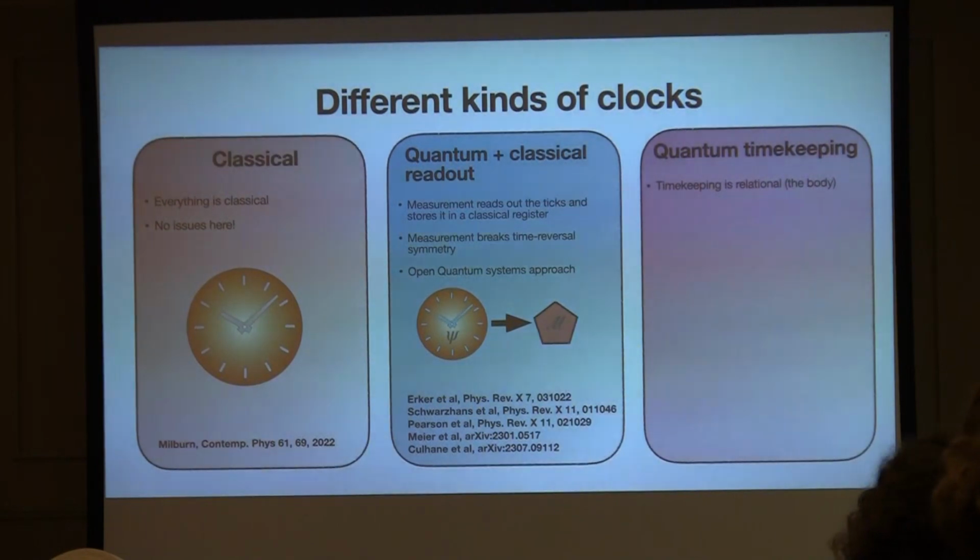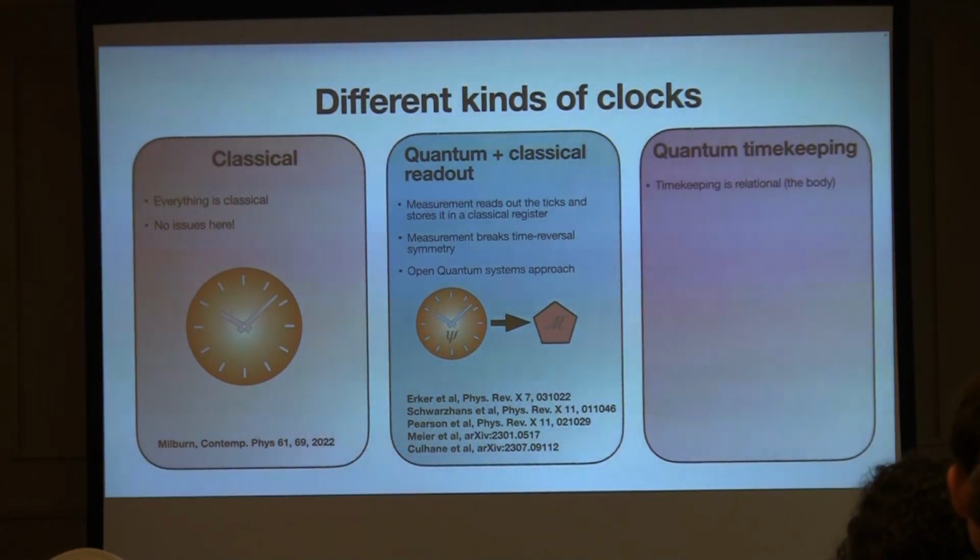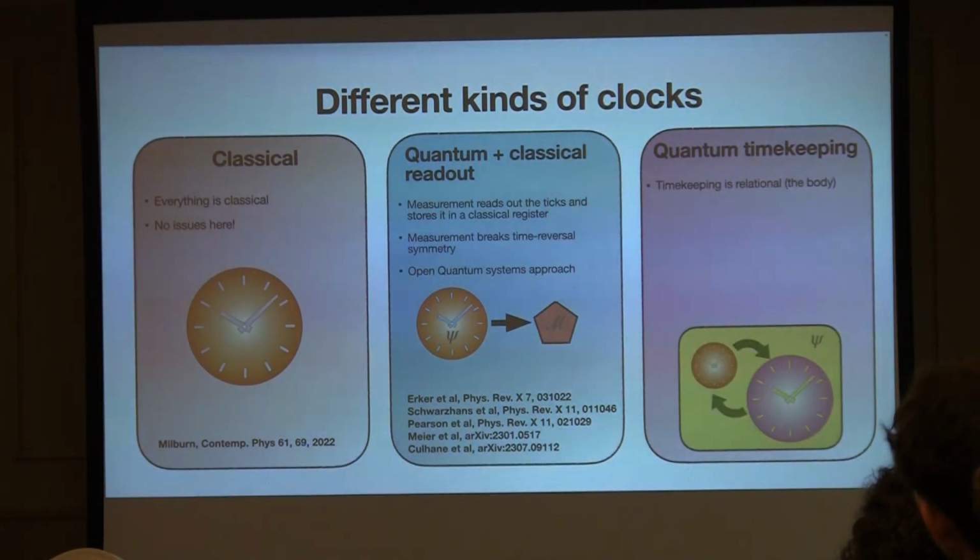So timekeeping really is a relational process, as Jared alluded to before. In the body, you have a million different kinds of cycles going on. I'm not constantly measuring those cycles, but those cycles can be defined relative to each other, such that my body knows how time is being kept by the relationship between those two.